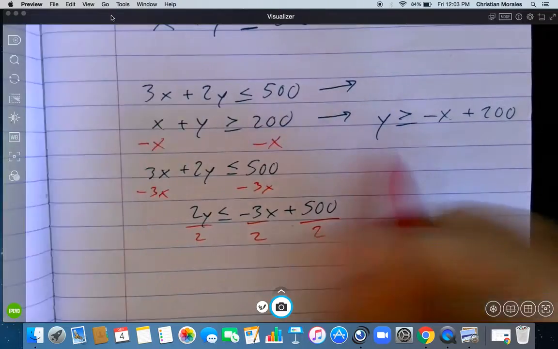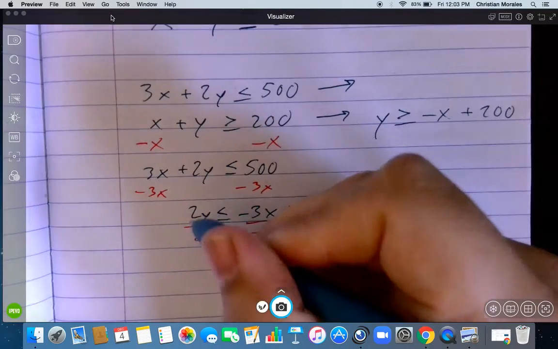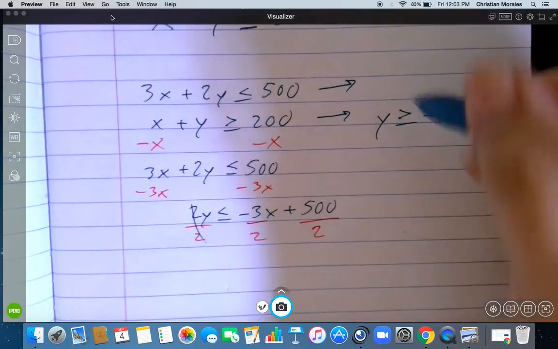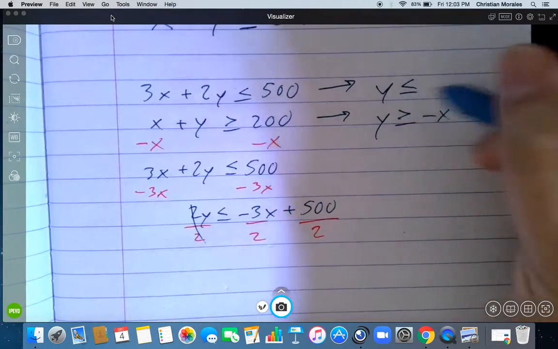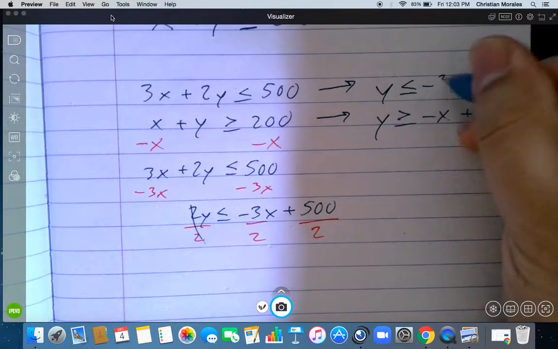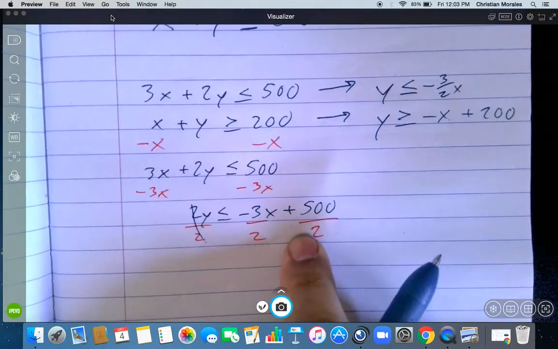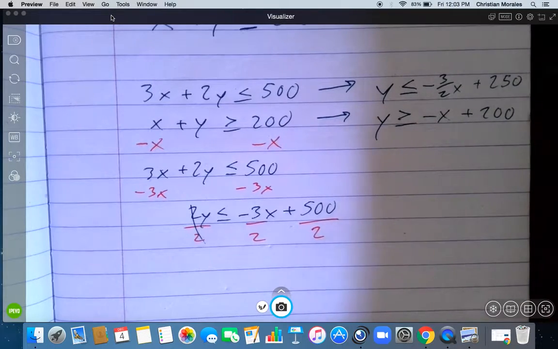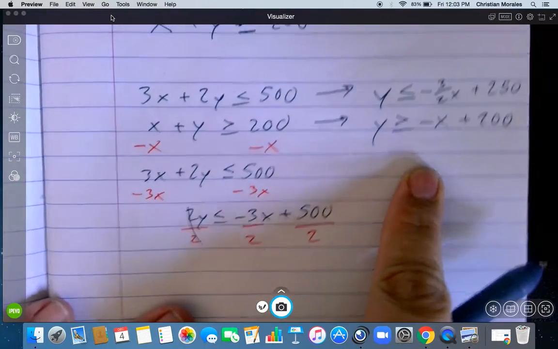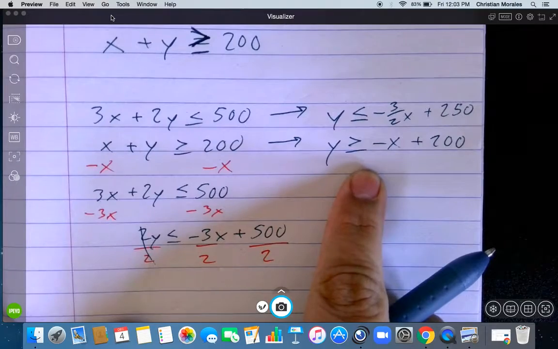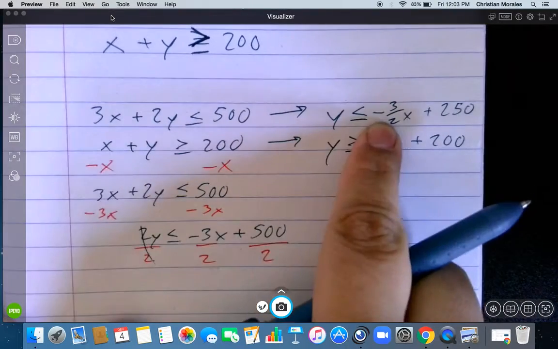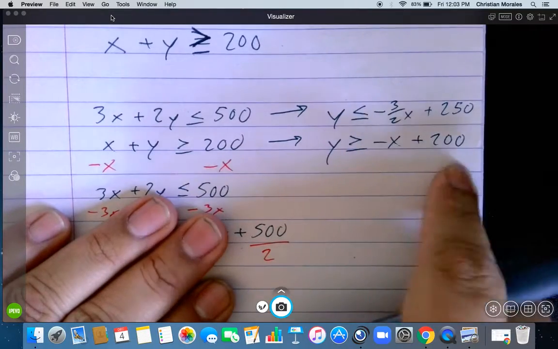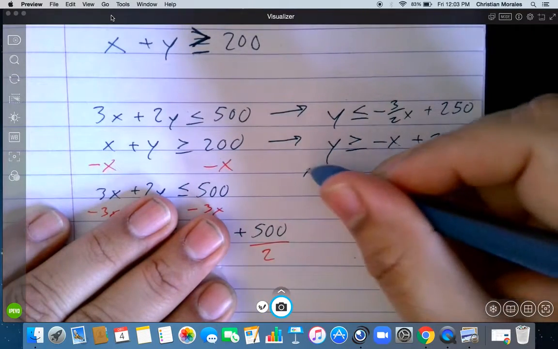We're going to divide by 2. Everything gets divided by 2. That will leave you with a y. That'll give you a slope of negative 3 over 2, and that'll give you a starting point of 250. Now, this is what I'm going to graph. They represent the same inequalities, but I'm going to graph them using this. So now for my graph.